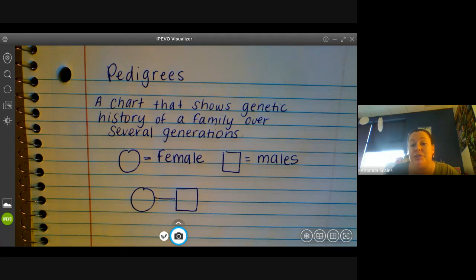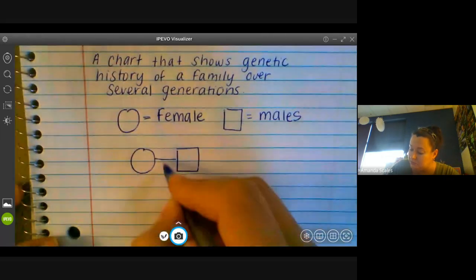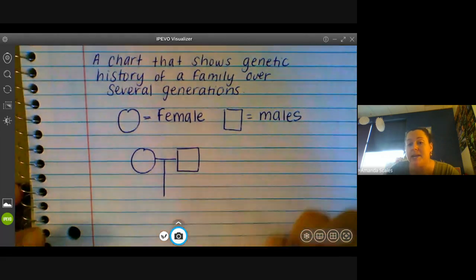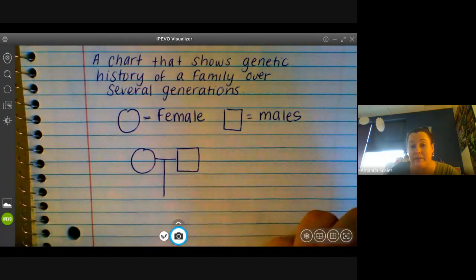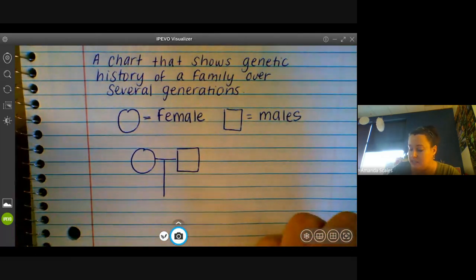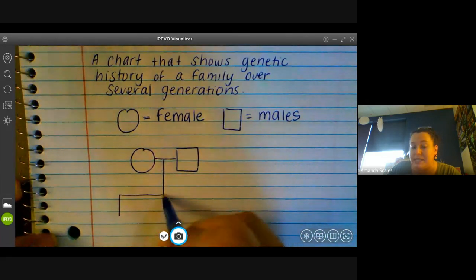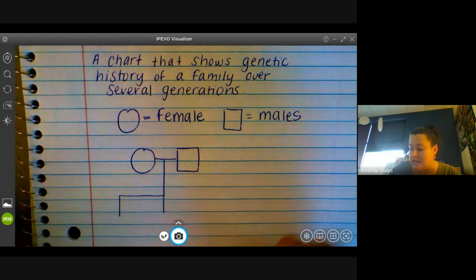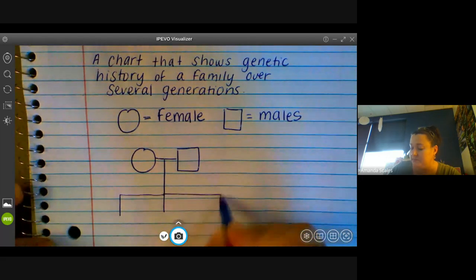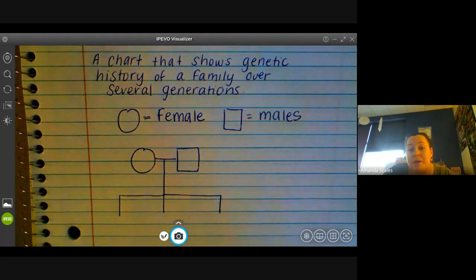Now, if you want to show children of those two people, you draw a line going down. And depending on how many kids are in the family, you draw that many spaces. So you will draw kind of like this bracket here. We're going to say that this family has 3 kids. So you draw a bracket with lines going down so that you have space for those 3 kids there.